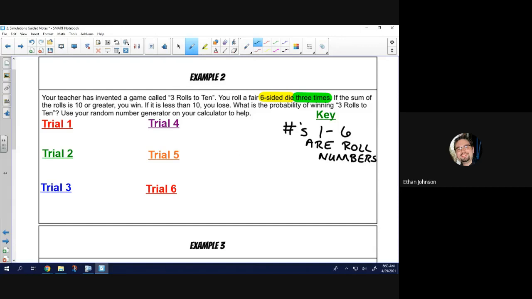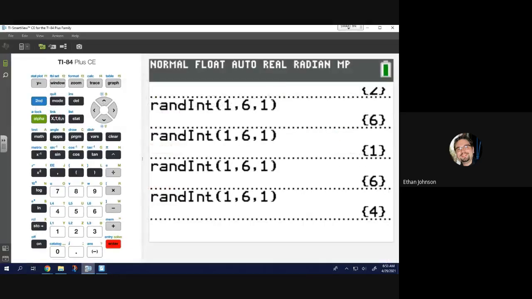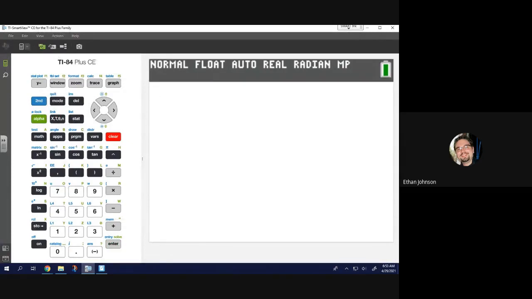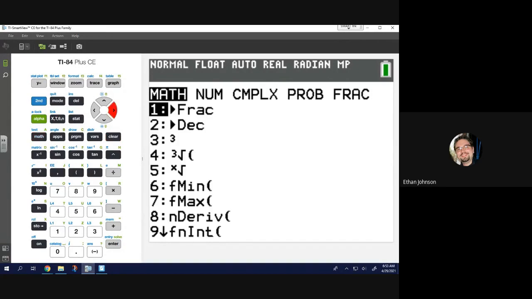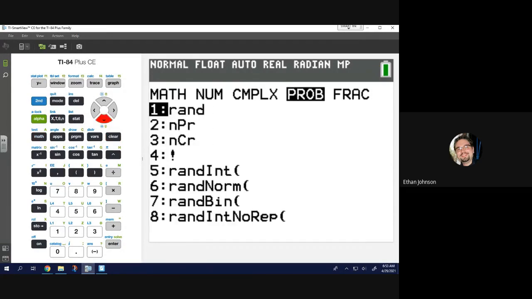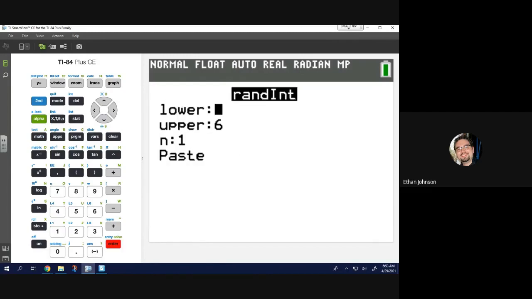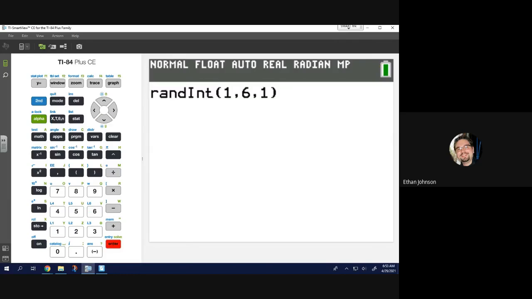So, we are going to go into our calculator. I want to clear out that screen to make it nice and pretty for us. So we're going to go to math, over to prob, and down to rand int. This time our lower number is still 1. In this case, our upper number is still 6. And we'll still make n 1. I'll go to paste. So even though the numbers did not change, I would still recommend going in for each problem.